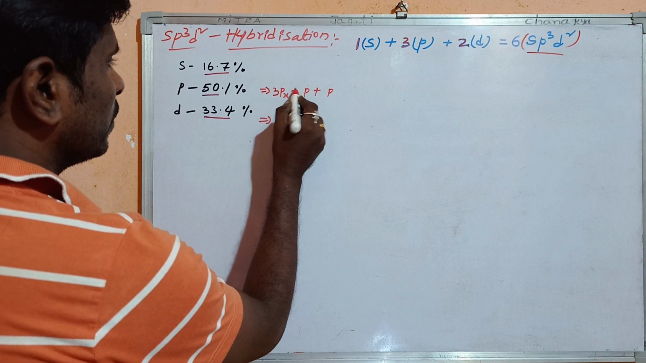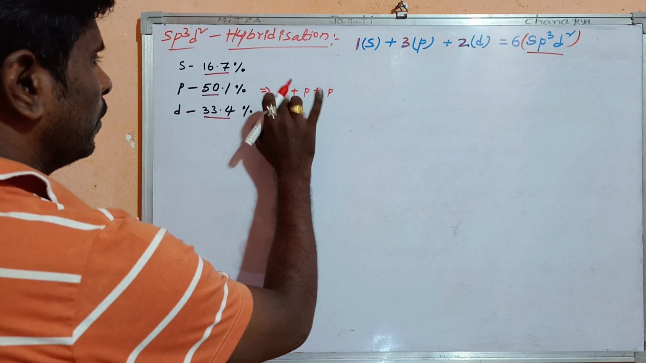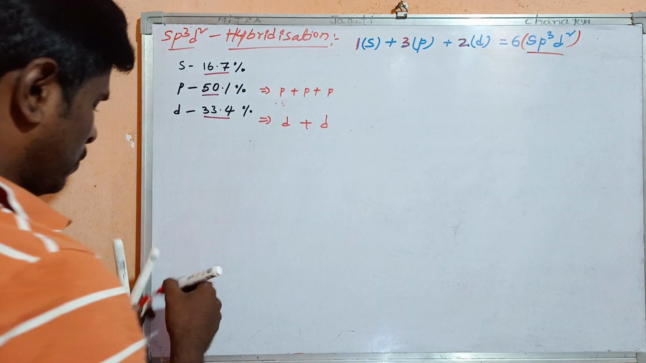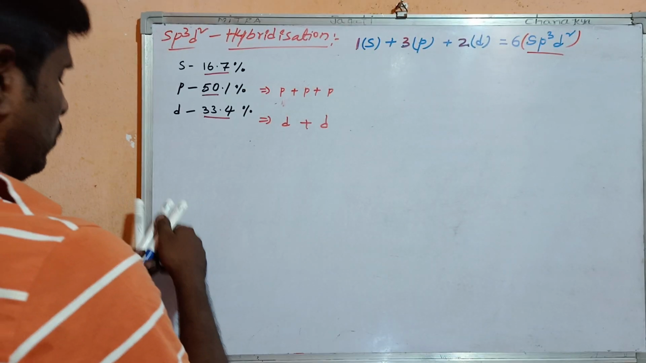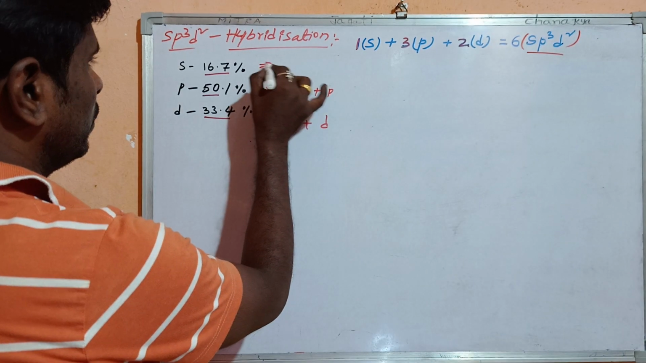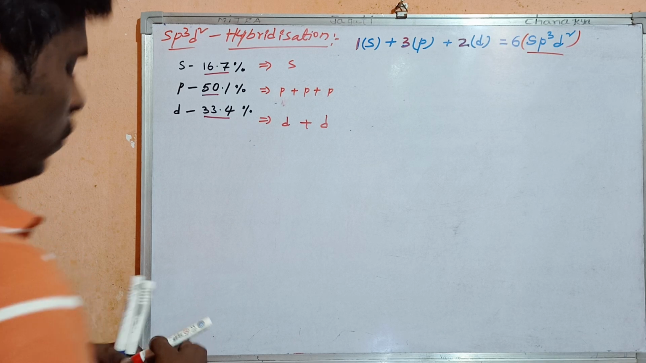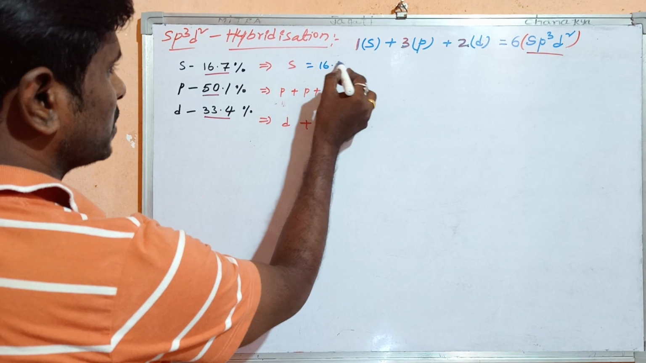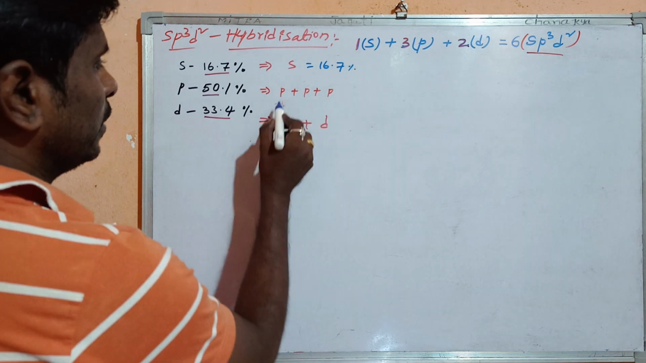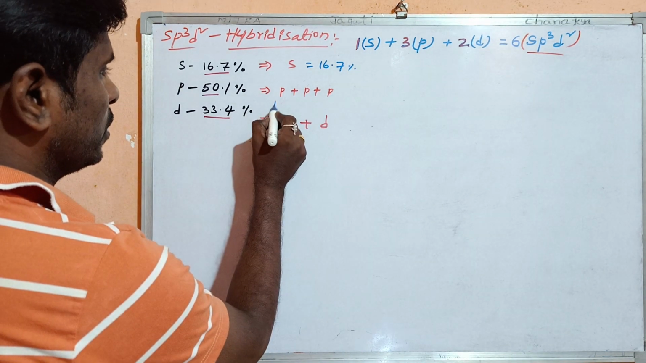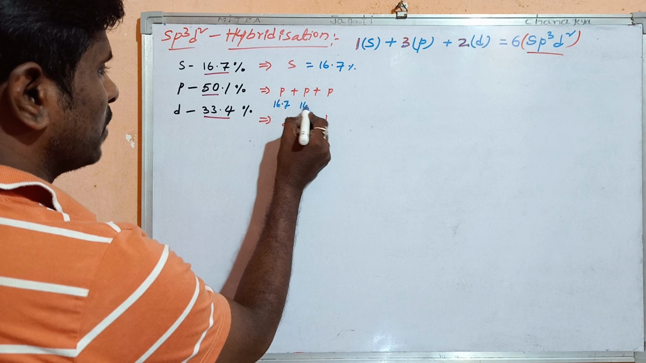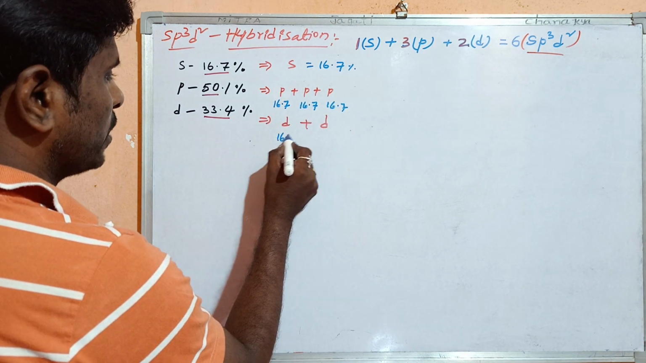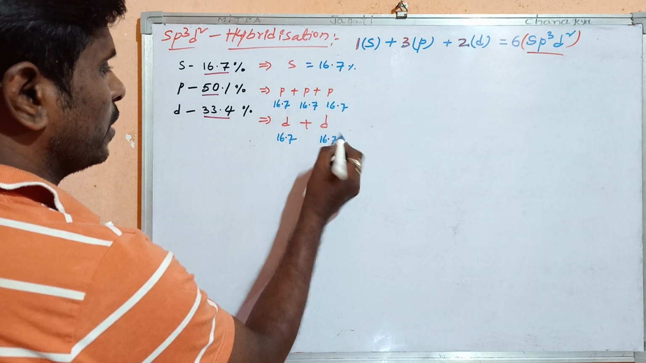Here also 3 p orbitals, and here also 2 d orbitals are there. Okay, look here: one s orbital, one s orbital, like this, 16.7%. Three p orbitals, each one is 16.7, 16.7. It is also 16.7, like this percentage.